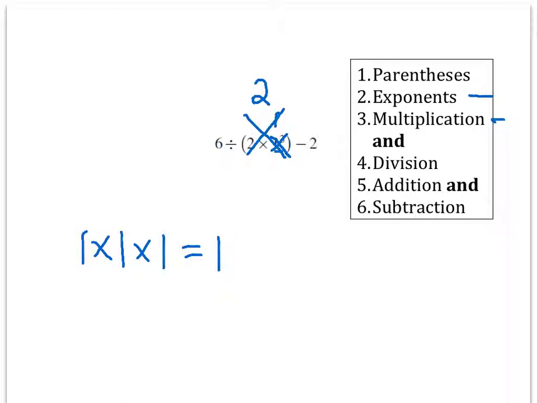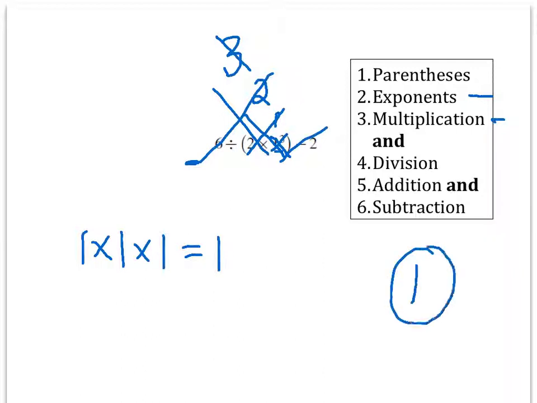Now that I've done parentheses, I move on to exponents, and I can tell this problem doesn't have any more exponents in it. I then move on to multiplication and division, working from left to right. So start at the left, and I have 6 divided by 2, and that's the division part, and I know that 6 divided by 2 is going to be 3, so I cross this off and put 3. Now I'm done with multiplication and division. I move on to addition and subtraction. I have 3 minus 2 now, and I know that's going to be 1, so my final answer is 1.